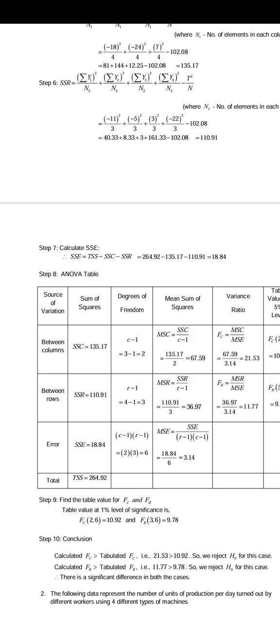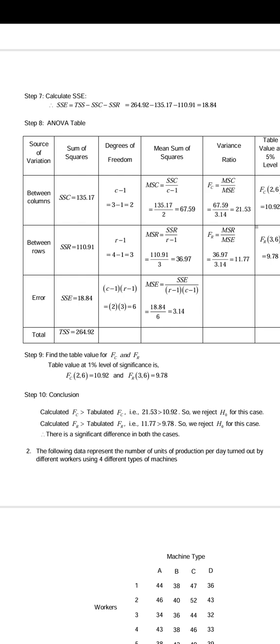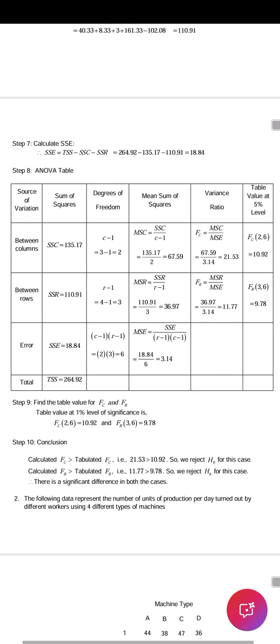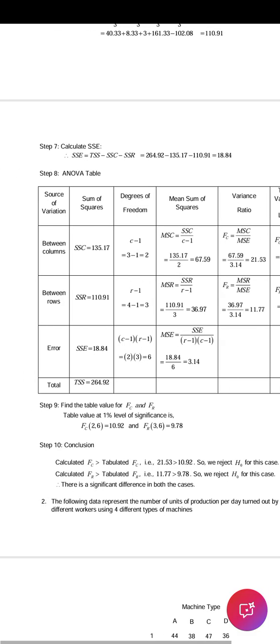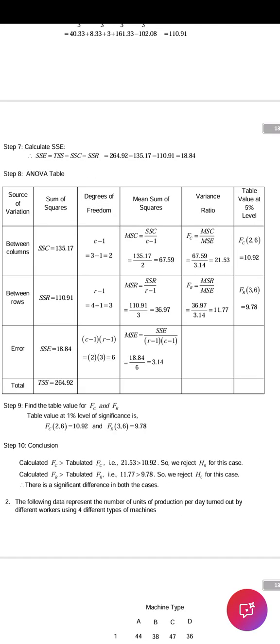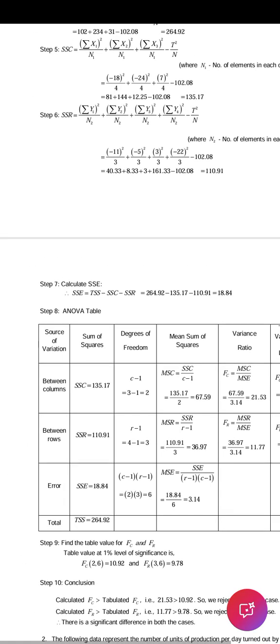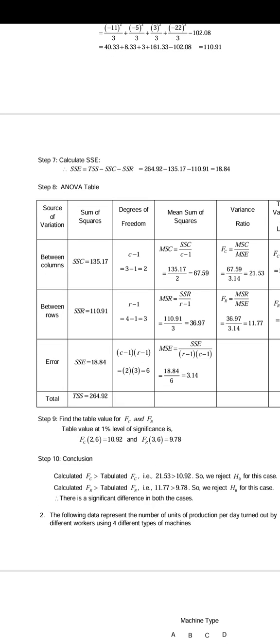So using these values, now to form the ANOVA table, we need the source of variation, that is between columns, between rows, error, total. Next the sum of square values, then degrees of freedom, then mean sum of squares, and then the variance ratio using the F test formula, and finally the corresponding table value. Substituting the values from the previous steps, sum of squares: SSC 135.17, SSR 110.91, SSE 18.84, and the total sum of squares 264.92.